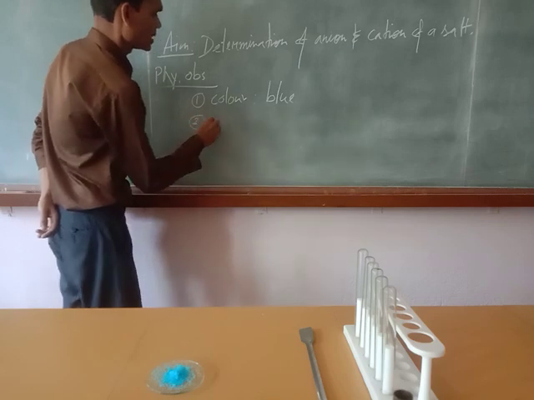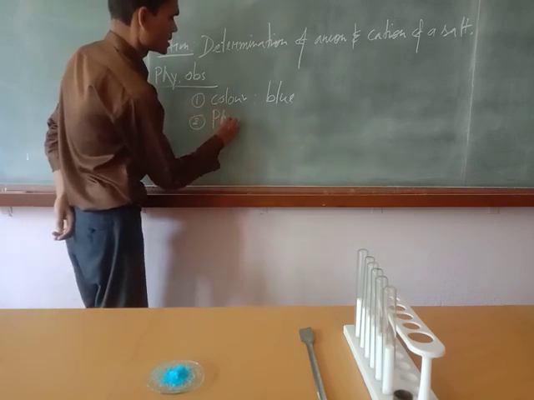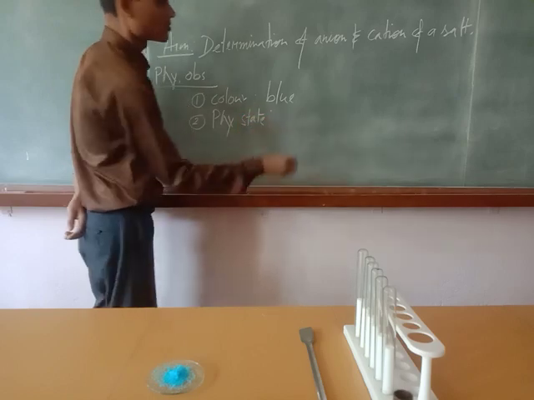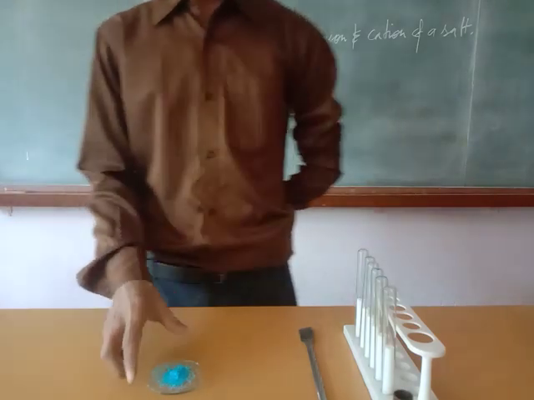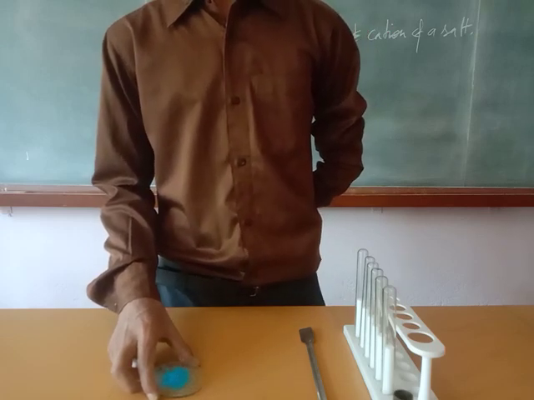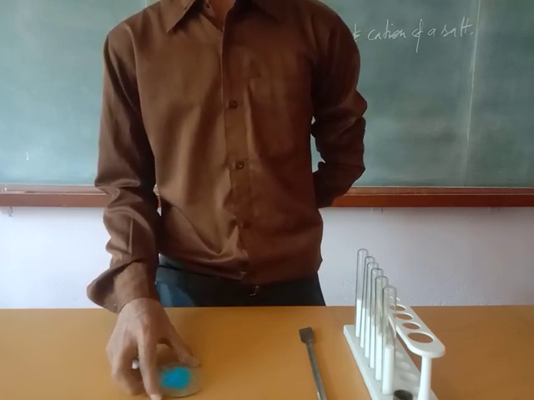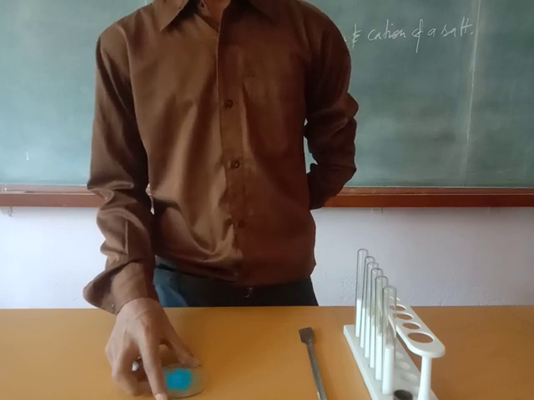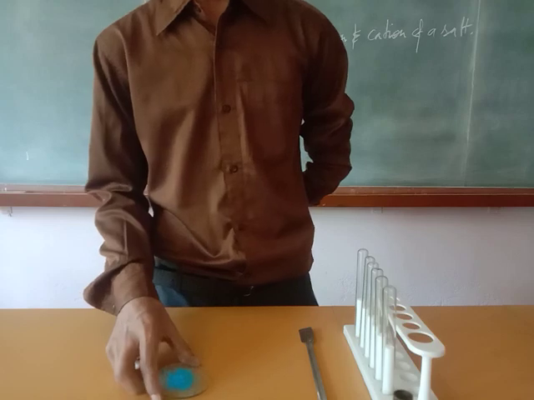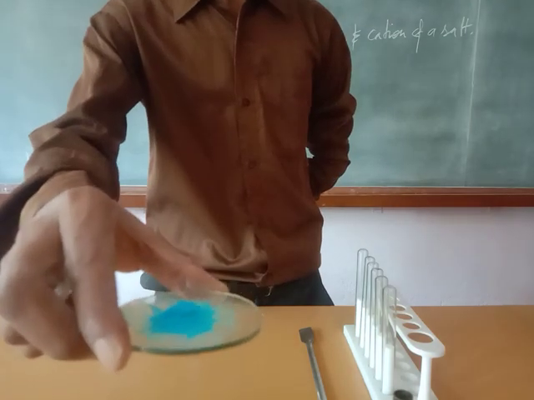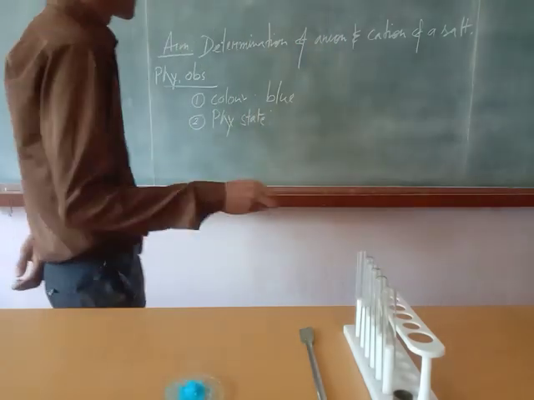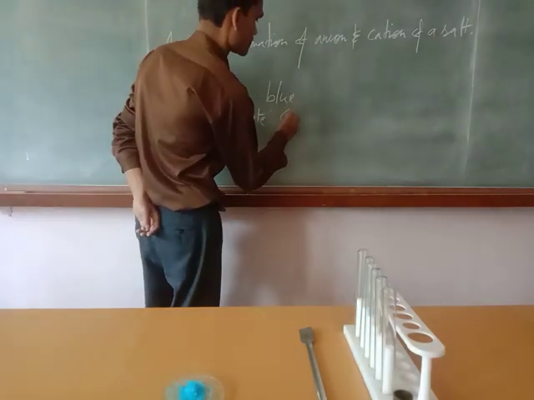Number 2 is physical state. So if your salt has definite geometrical shape, then you write crystalline, and if your salt looks like talcum powder, then you simply write amorphous. So in today's salt, this is crystalline salt. Here you write crystalline.